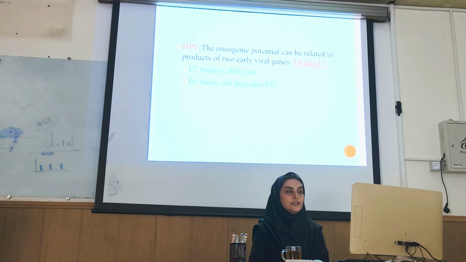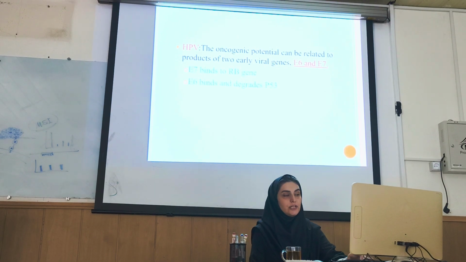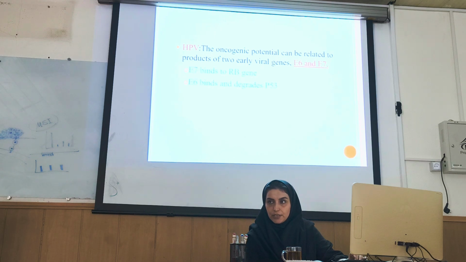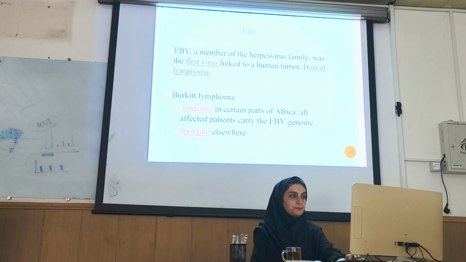HPV oncogenic potential is related to two genes, E6 and E7. They are very important. E7 binds to the RB gene, and E6 binds and degrades p53. So by damaging RB and p53, HPV can cause malignancy.